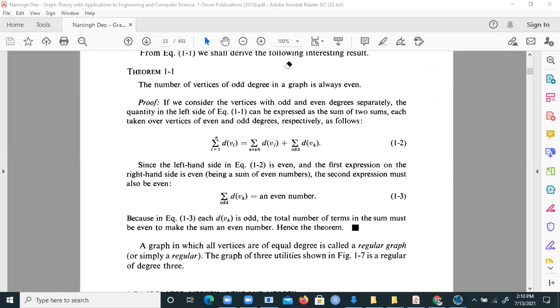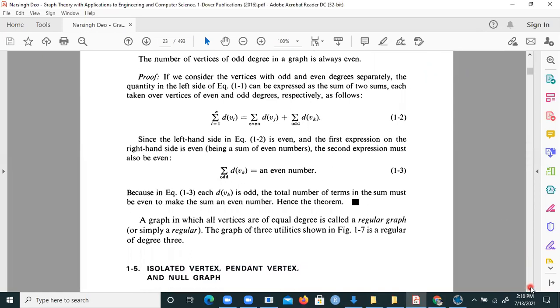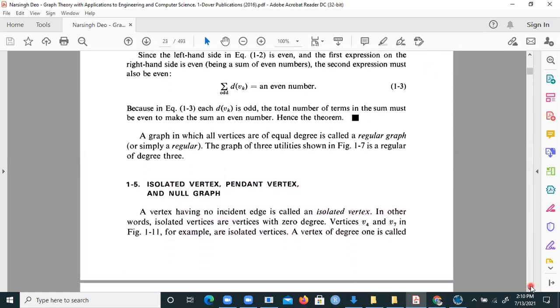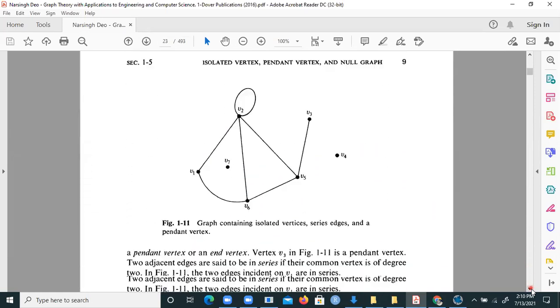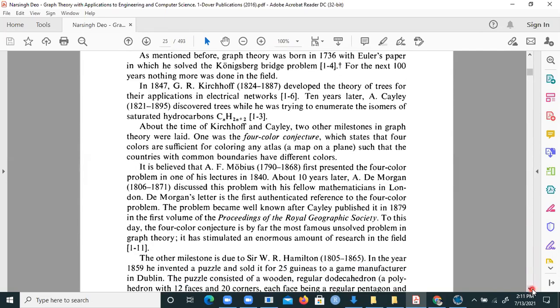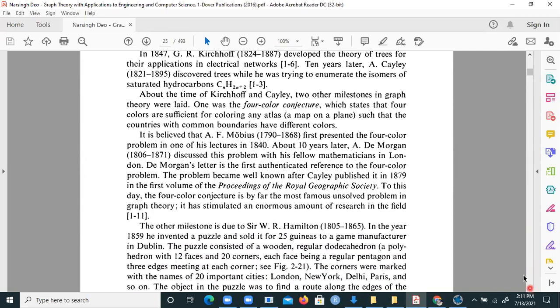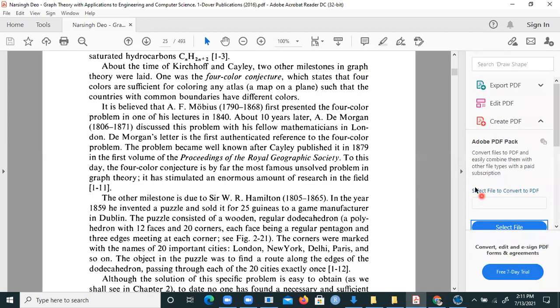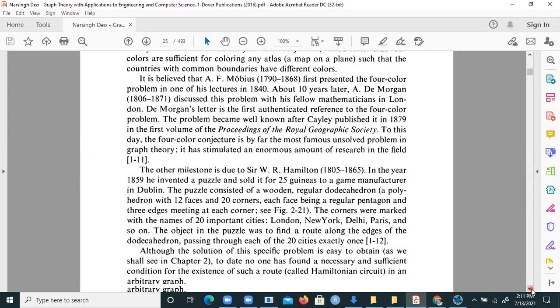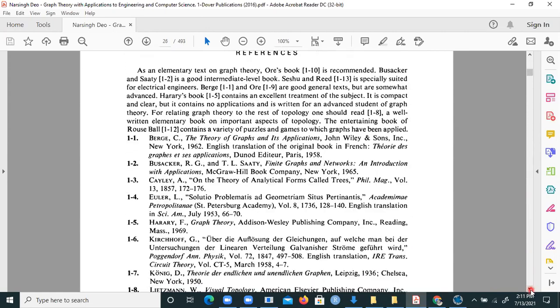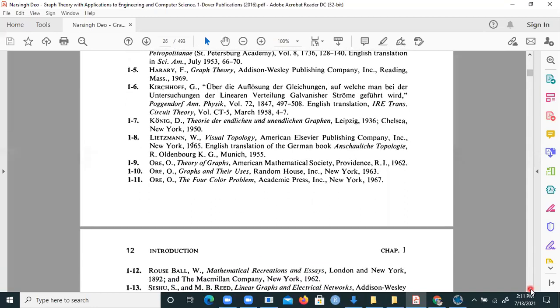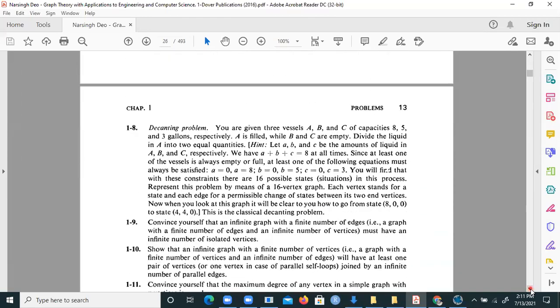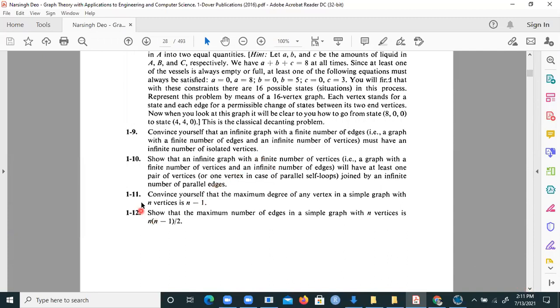So let us proceed. Isolated vertex, pendant vertex, and null graph have already been discussed in the beginning of today's session. So I will quickly move on to the exercise. In the exercise, you can find various examples, but we will not do all of them, because some of the examples are related to games and other things, which are not important for our purpose. We will try to quickly prove the results mentioned in 1.11 and 1.12.